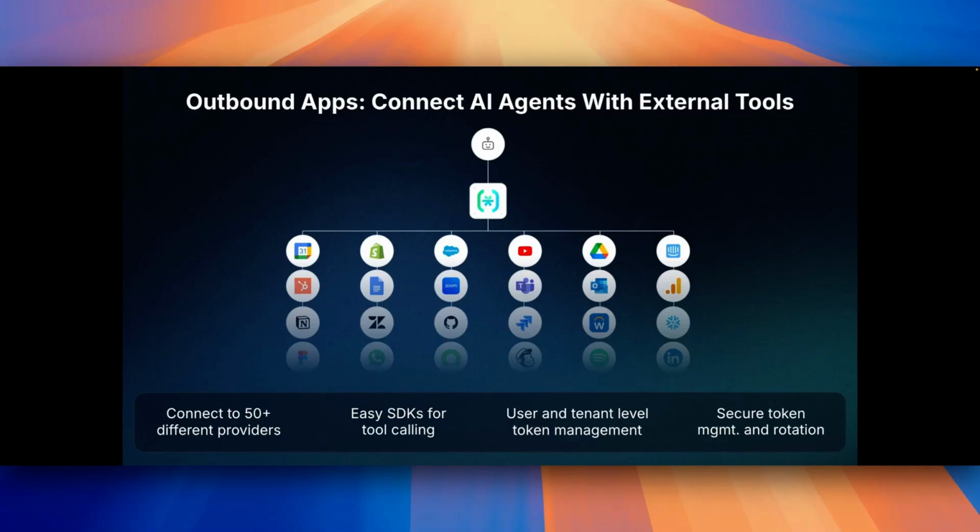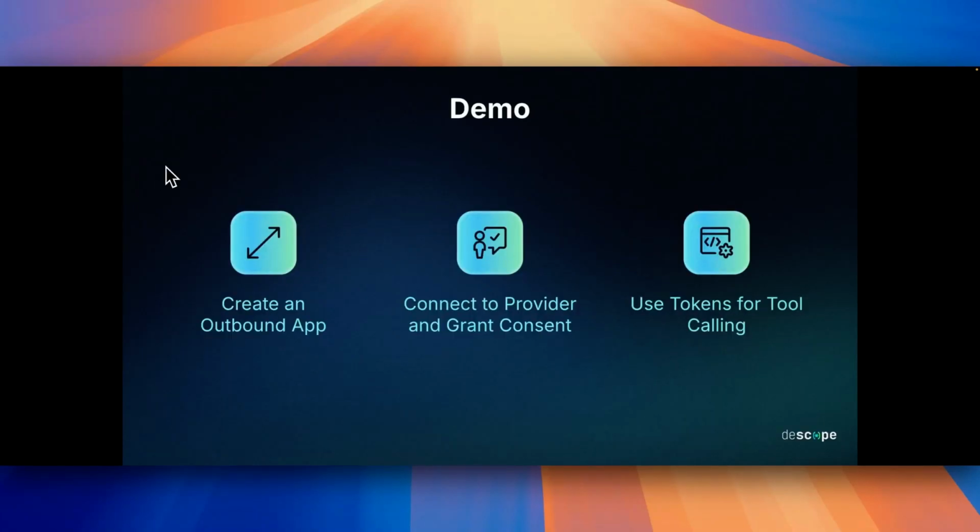Outbound Apps handle the entire OAuth flow for you, from initiating consent and getting access tokens, storing them securely, refreshing them when needed, and enforcing the right scopes. They work with over 50 different providers, and you can use our simple SDKs to trigger tool calls using these tokens from your backend or agent environment. The tokens can be stored at either a user or tenant level, and all the token management is handled by Dscope behind the scenes.